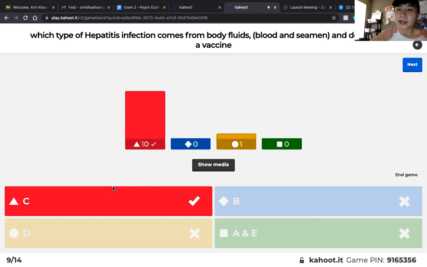Okay, so it's hepatitis C. So we only have a vaccine for hepatitis A and B.